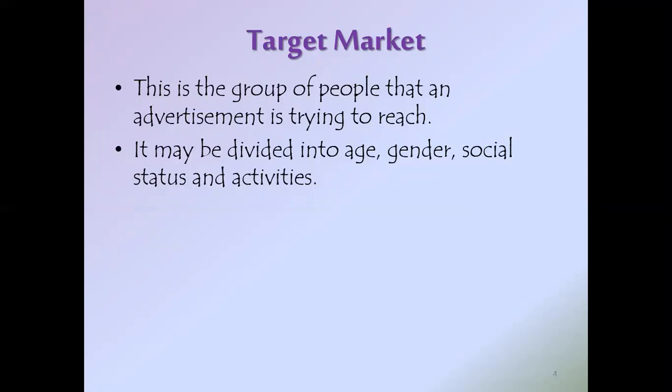For an advert to be successful, it has to reach the right people. You wouldn't necessarily advertise a typical mom soccer van to somebody just leaving high school. That would be a waste of money on your resources as an advertiser. So they have to look carefully at who their target market is. And this is the group of people that an advertisement is trying to reach. It may be divided into age, gender, social status, and activities.